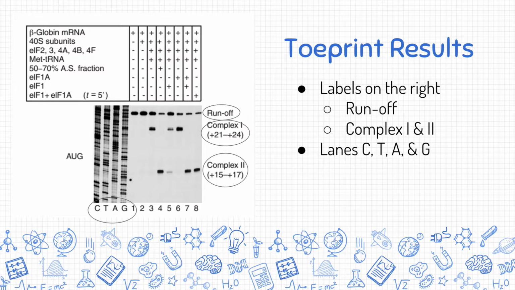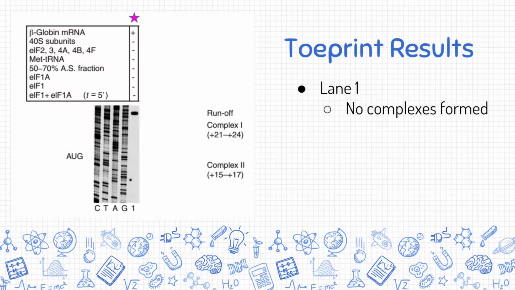Lanes C, T, A, and G are the results of sequencing a DNA corresponding to the beta globin mRNA. They were included as markers to determine the exact positions of the leading edges of the 40S ribosomal particles in the complexes. The position of the initiation codon is given at the left. Also note that the runoff mRNA can be seen in each lane, which is due to the fact that even when all of the factors were added to form complexes, complexes did not form on every mRNA, and some of the mRNA was able to be completely reverse transcribed.